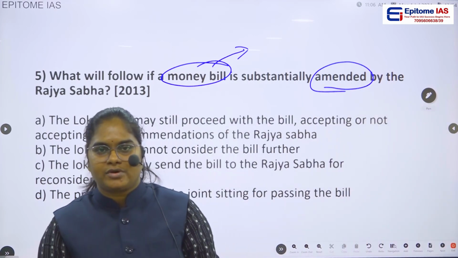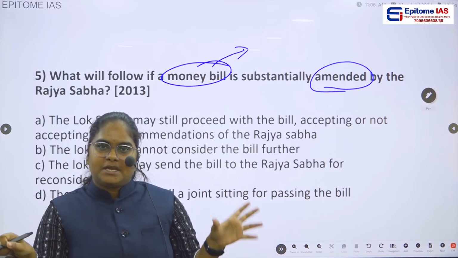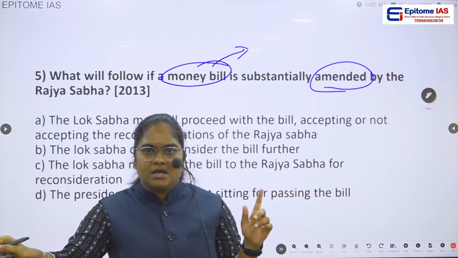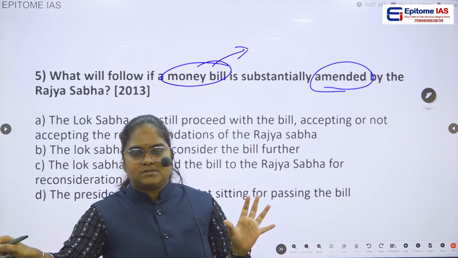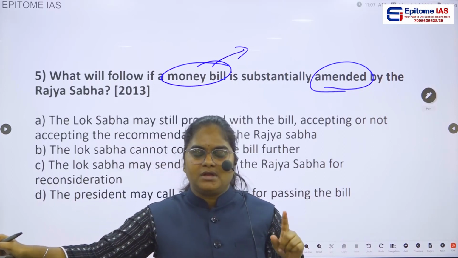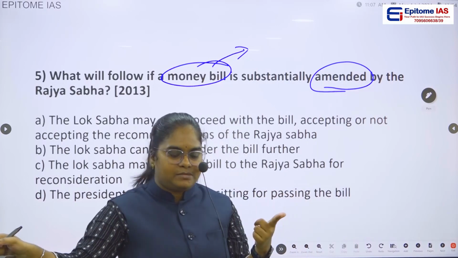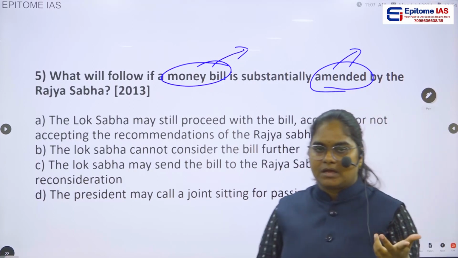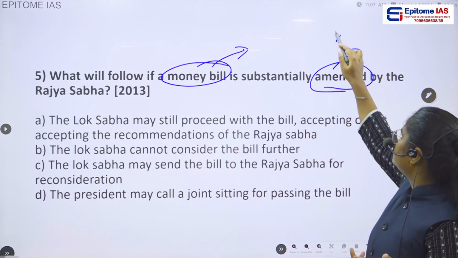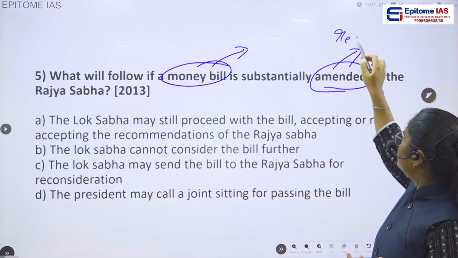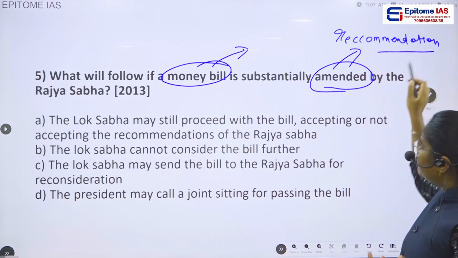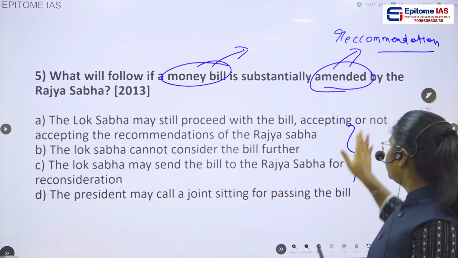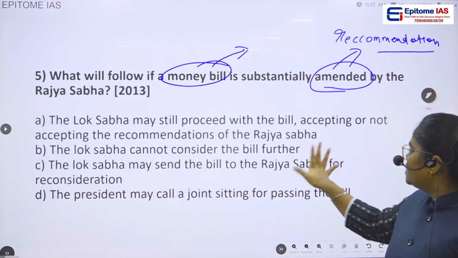So in the last class we were talking about the money bill. Okay, when a money bill is passed in the Lok Sabha, it is transmitted to the Rajya Sabha. Then what are the options the Rajya Sabha has? First of all, the Rajya Sabha does not have the power to amend or to reject the bill. Technically, in the question they are using the word amended by the Rajya Sabha. So here we should think that this is not an amendment, they are recommending. Let's say the Rajya Sabha made some recommendation. Then what options does the Lok Sabha have? That's what they are asking.